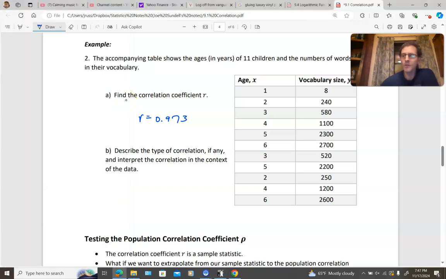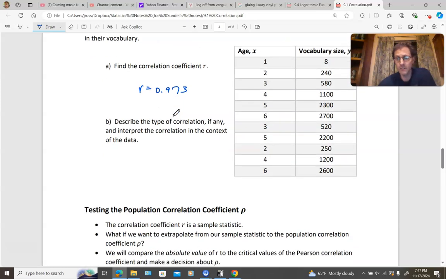Okay. So guys, there's a positive linear correlation here, and it's very strong. I mean, it's almost perfect. You could even do a scatter plot if you wanted. Okay.